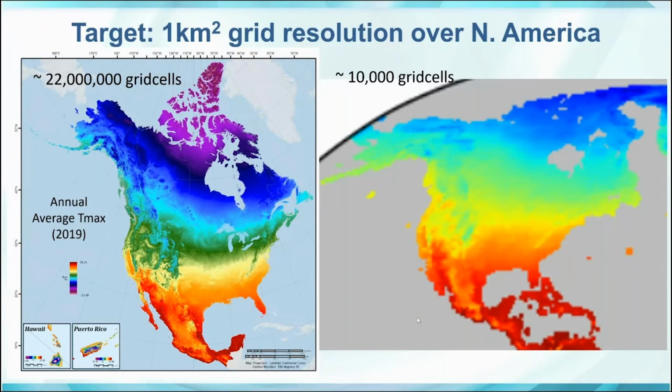Just to give you a sense of the size of the problem, the North American domain at half-degree resolution on the right is about 10,000 grid cells. That same domain at 1 kilometer resolution on the left is 22 million grid cells. So obviously, there's a factor of about 2,000 increase in the size of the problem that we're tackling.